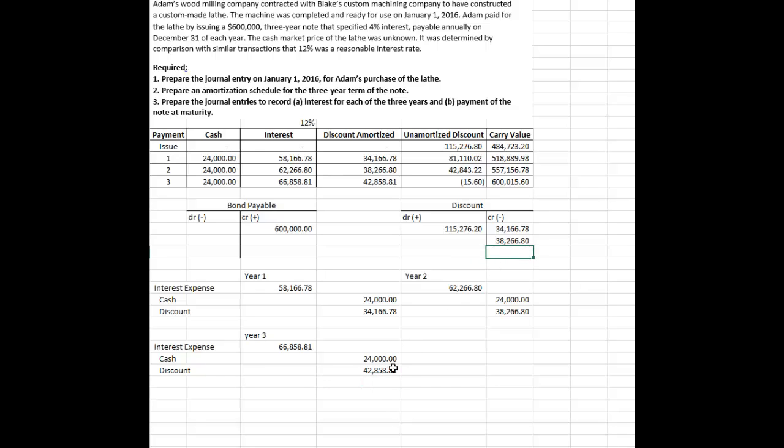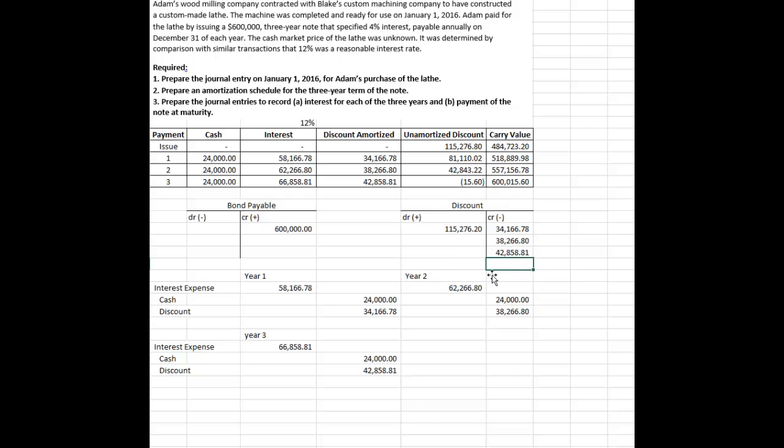And this amount would get posted from the discount, 42,858.81. And what you would notice is after all those payments are made, the balance in the discount would be zero. All the credits would equal all the debits. We have a slight rounding error here. We'll assume that doesn't exist. We would force it to go away. We would just manipulate this last payment amount so the ending balance is zero.